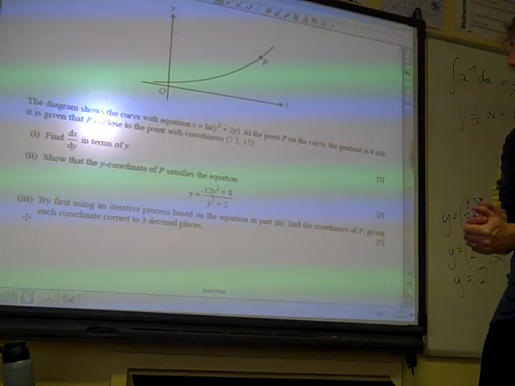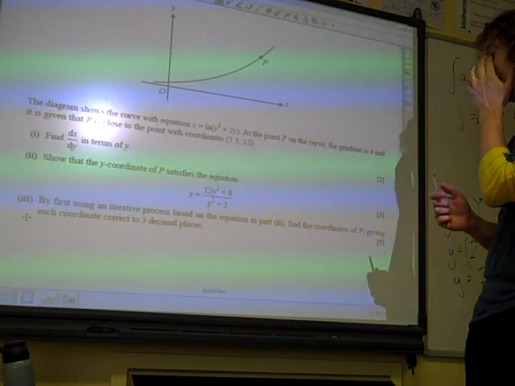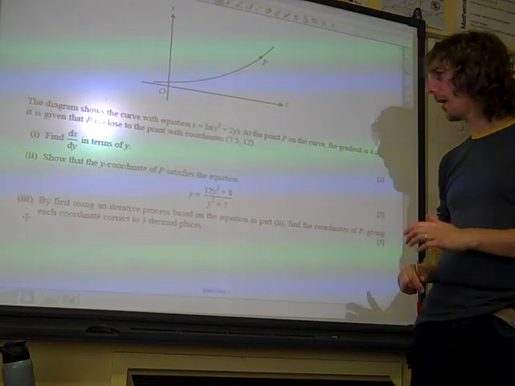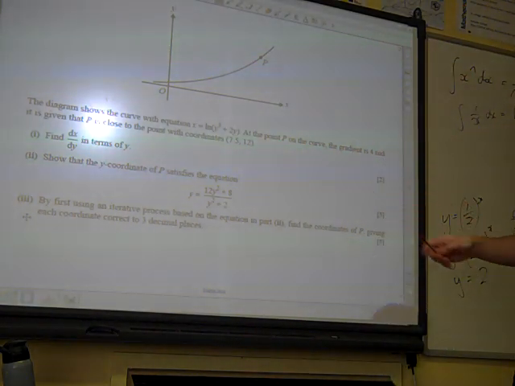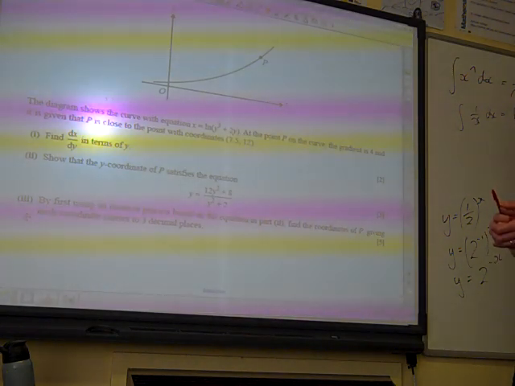Question 6. The diagram shows the curve with that natural log equation. Oh, but look, it's given as x as a function of y, isn't it? That's a bit unusual. At the point P, the gradient is 4, and it's given that P is close to the point with coordinates (7.5, 12). Find dx by dy in terms of y.